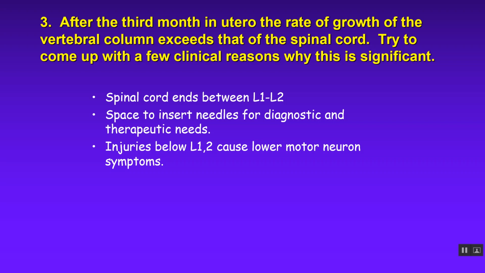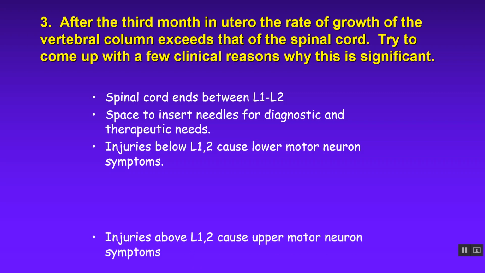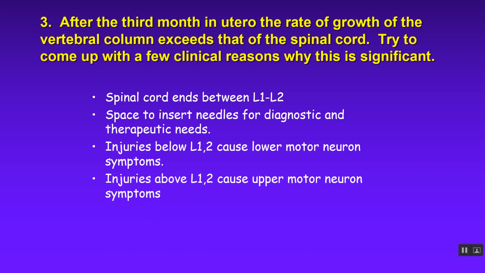You've damaged the motor nerves and the sensory nerves that are coming off the spinal cord, versus damaging the tracts or the pathways going down to those nerves in the spinal cord itself. Okay, so that's the difference in the type of injury. And when we get to the motor system, we're going to go through why you have these different presentations with lower motor neuron versus upper motor neuron problems. Okay. And then injuries above L1-2 cause upper motor neuron symptoms.